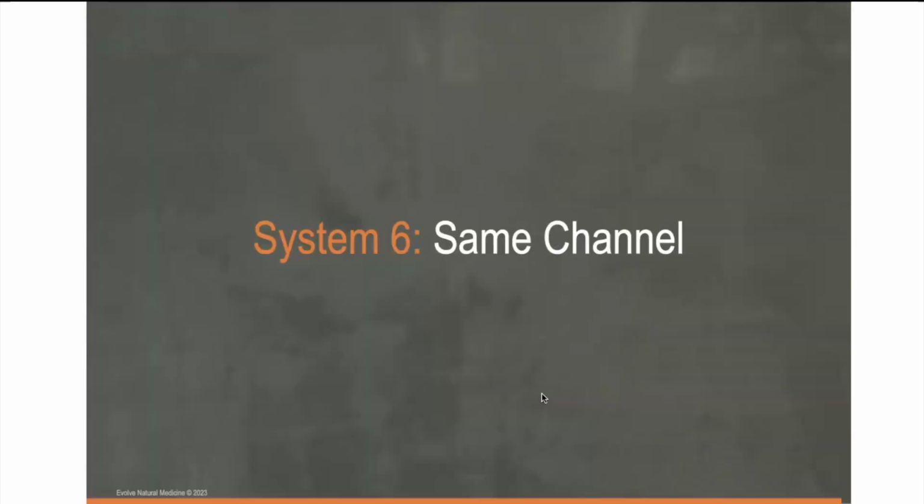System 6, pretty simple. It's essentially the same channel. So lung treats lung, colon treats colon, or large intestine treats large intestine, stomach treats stomach, spleen treats spleen. So not too hard. I don't need to go through this too much.